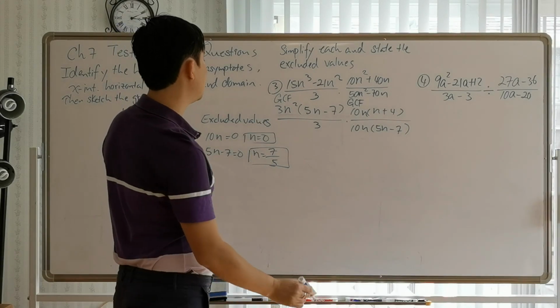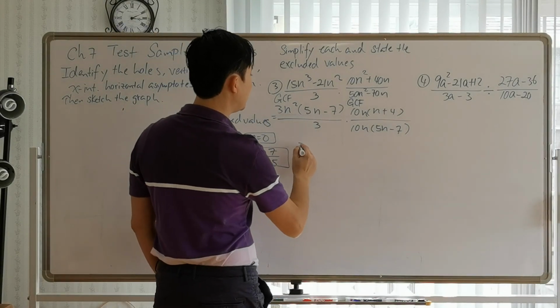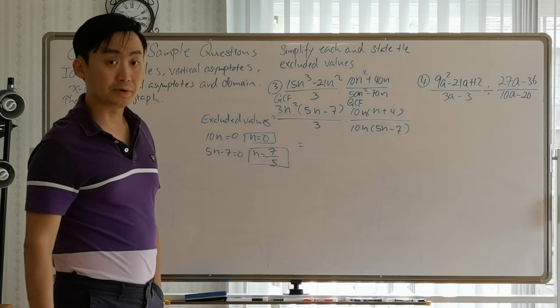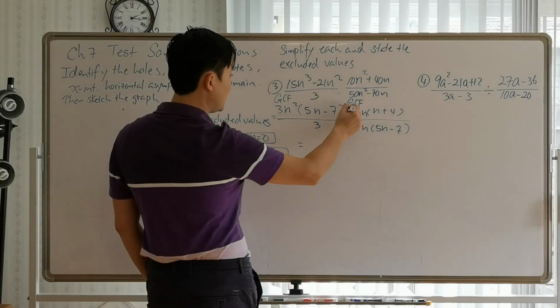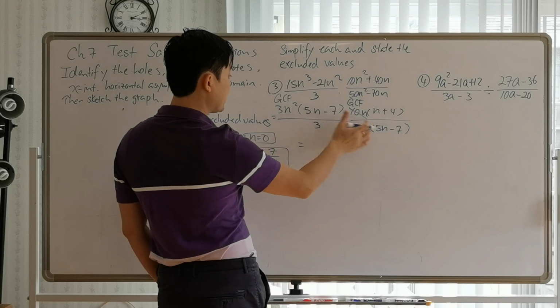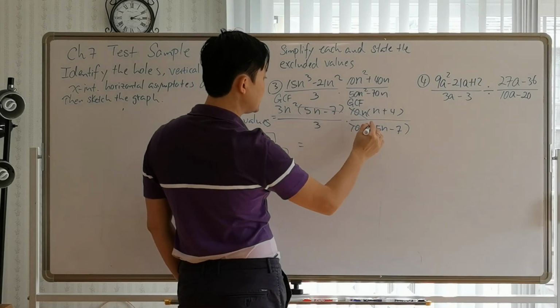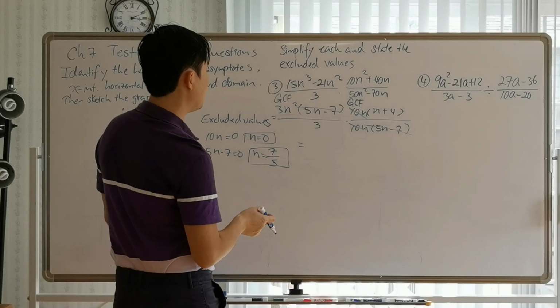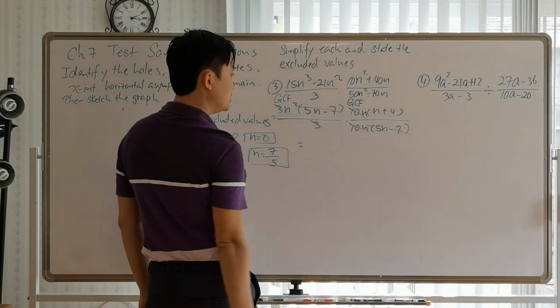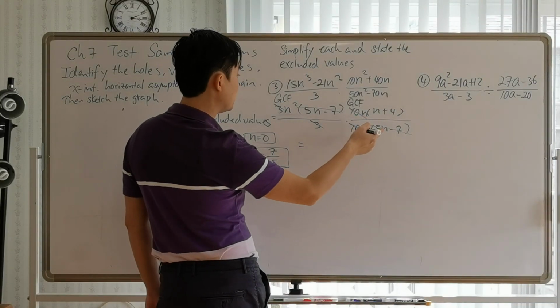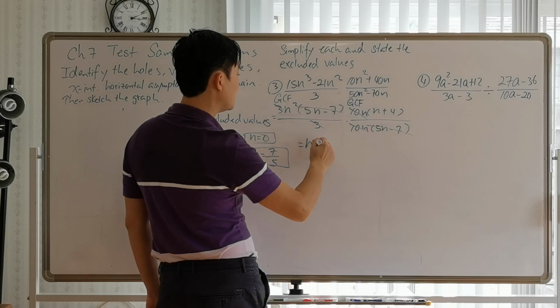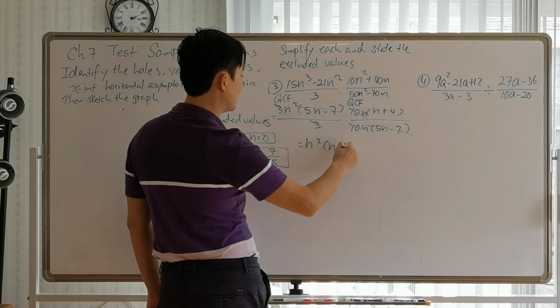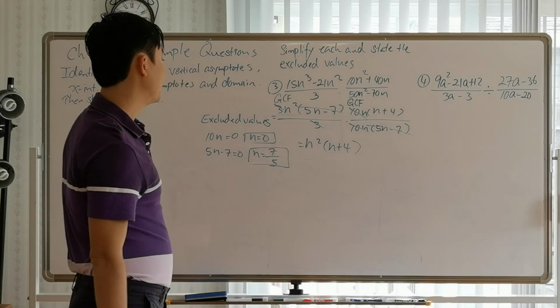And now what about the rest of the structure here? Can we simplify it a little bit? Yes, certainly we can do that. Reduce. So 10n over 10n, things that we can cancel. 5n minus 7, 5n minus 7. What else can we reduce? The 3. So the things that remain here, we do have n squared times n plus 4. Okay?